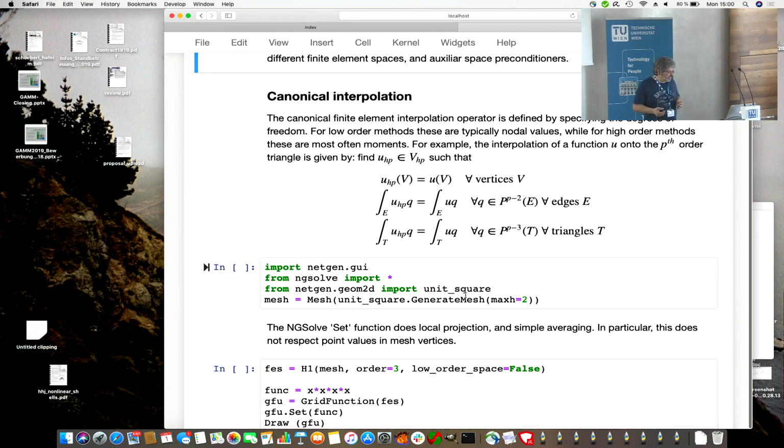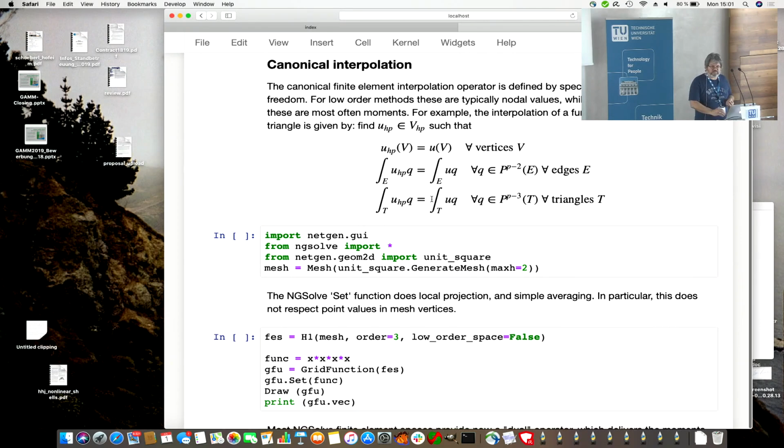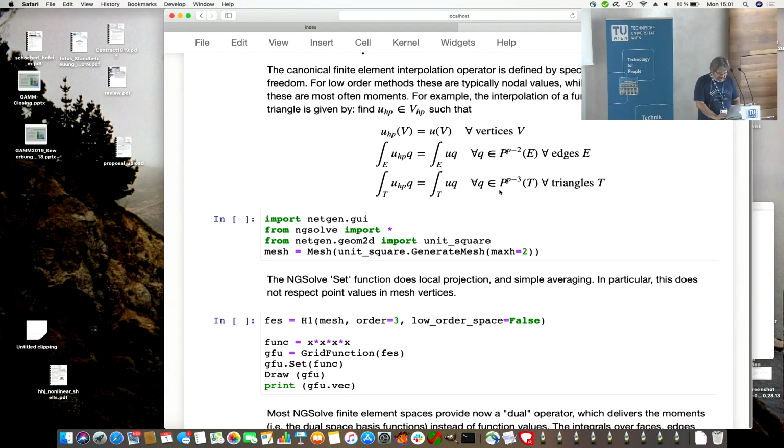The gold standard interpolation operator is this one. First, interpolate into the vertices. Pick your values in the vertices. Then you have some freedom on the edges and choose some moments, some test functions, to define the degrees of freedom on the edges. This is a variational problem on every edge of the mesh, integrating the finite element function against some polynomial test function to be the same as the input against that test function. And finally, we have basis functions inside the element, which are also set by testing against some moments.